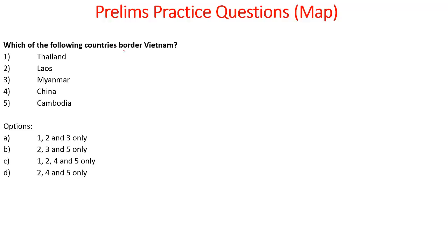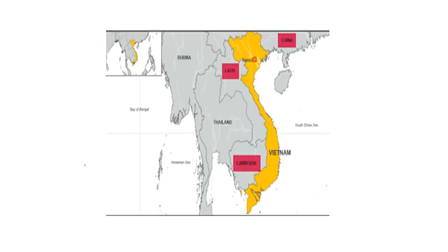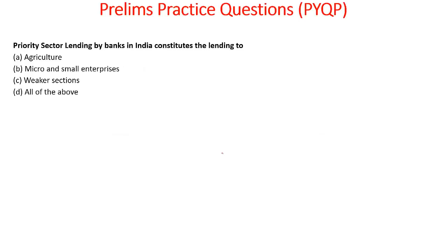Which of the following countries border Vietnam? One, Thailand; two, Laos; three, Myanmar; four, China; and five, Cambodia. The answer for this is 2, 4 and 5 only. Let's look into the explanation. So Vietnam is bordered by Laos, China as well as Cambodia. Let's look into the previous year question paper. Priority sector lending by banks in India constitutes the lending to agriculture, micro and small enterprises, and weaker sections. The answer to this is all of the above.